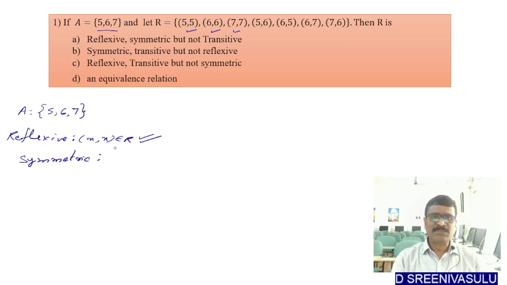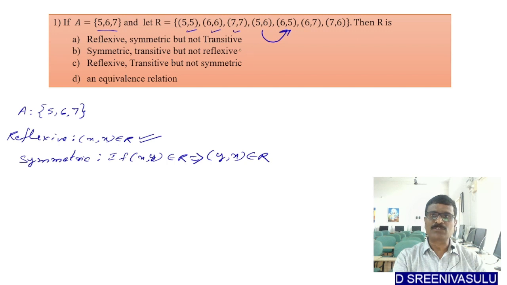What is the symmetric definition? If (x, y) belongs to R, then (y, x) also belongs to R, where x, y belong to A. Now observe (5, 5), reverse also (5, 5), (6, 6), (7, 7). Now you may observe (5, 6) belongs to R, then (6, 5) also belongs to R. Next (6, 7) belongs to R, then (7, 6) also belongs to R. Therefore, R is symmetric. Now we observe transitive.